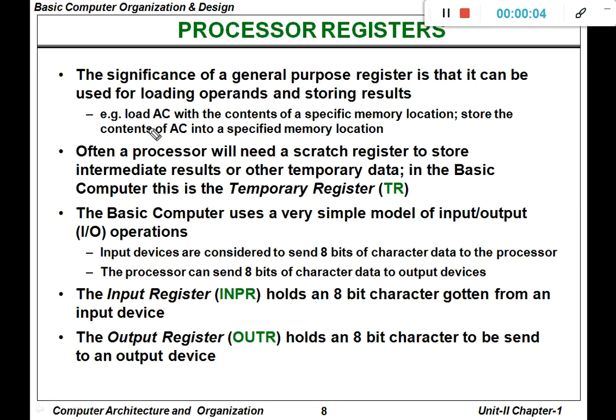So let us move on to the next topic. The next topic is processor registers. So what is the fastest memory in computer system? The register memory is the fastest memory in computer system. So why is it fastest? The register memory is very near to the processor. Rather, it will be inside of the processor. So that is why it is the fastest memory available in computer system.